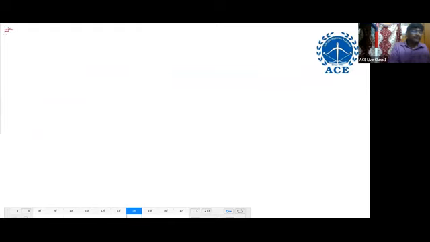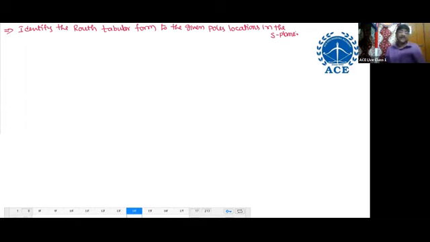Next question. Identify the Routh tabular form corresponding to the given pole locations in the S-plane.